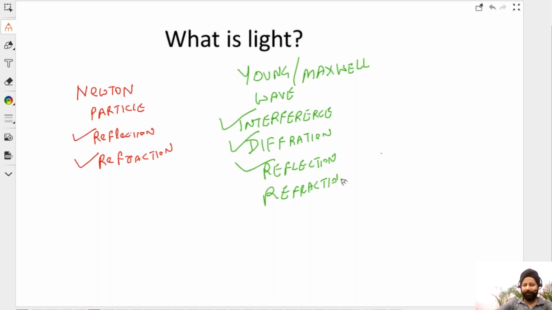So you are able to explain reflection and refraction as soon as you say it is a wave, but then you can also explain interference and diffraction. So now the problem is solved of why it is showing interference and diffraction, because it is a wave. But one thing that remains unexplained is the photoelectric effect.